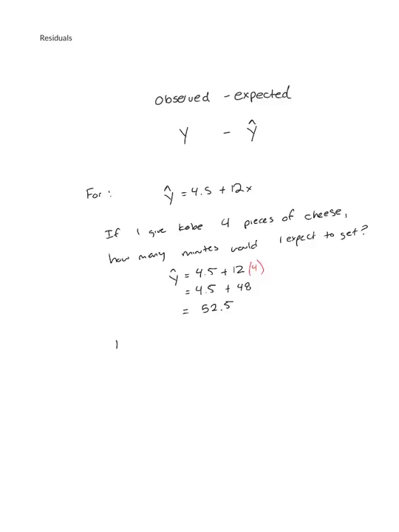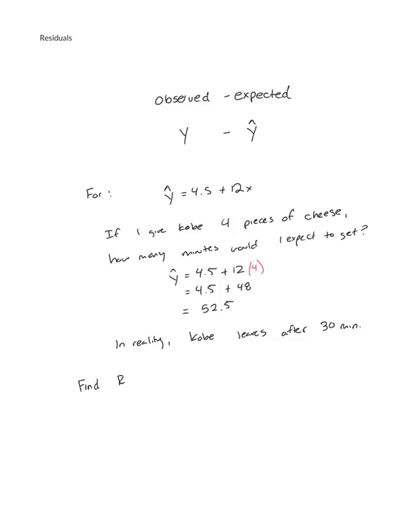Now, in reality, let's say Kobe leaves after 30 minutes. Was my prediction accurate? Well, I thought he'd stay for 52.5. He only stayed for 30, so not particularly. I can measure exactly how accurate it is by calculating the residual.